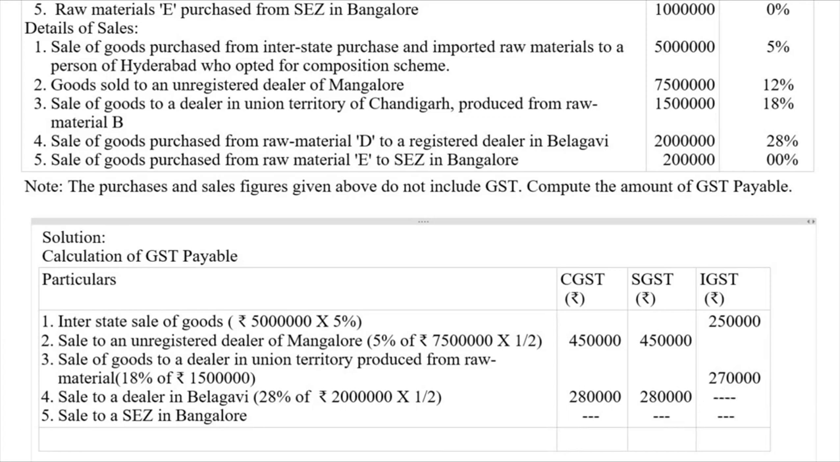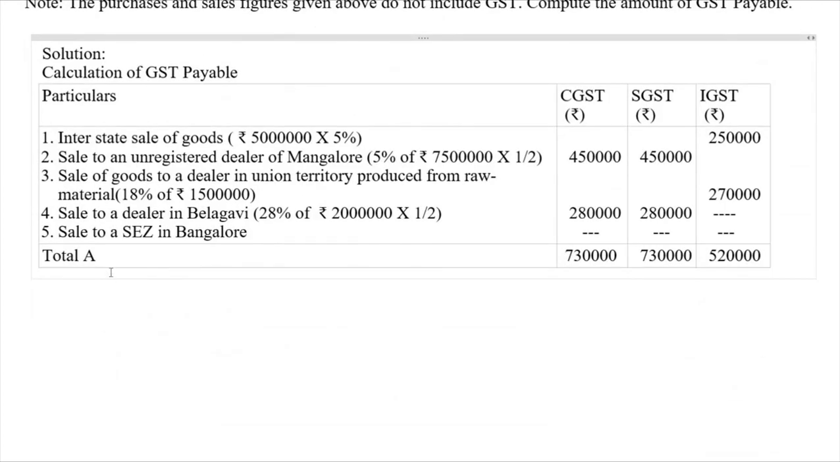So now we need to take the sum of this here. We will call it total A. So here it comes to 7 lakh 30,000. Then here also it is 7 lakh 30,000. Then here it is 5 lakh 20,000.